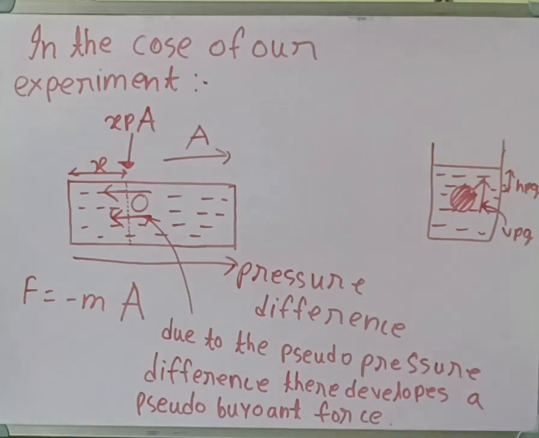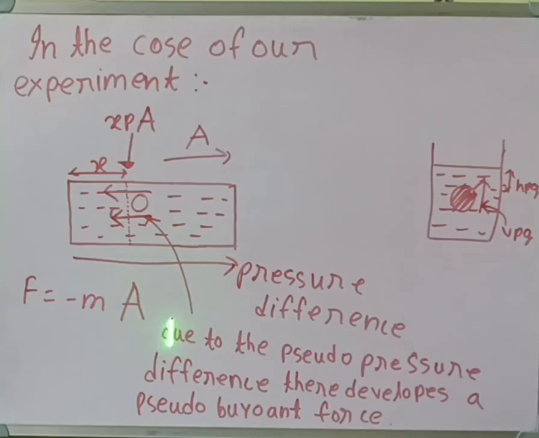Now similar to the first case, where due to the pressure difference there developed an upward force called the buoyant force, and it was upward because it was in the opposite direction of the gravitational acceleration, similarly in our case, due to the pseudo pressure difference, there develops a pseudo buoyant force on this bubble that pushes this bubble forward, I mean, in the direction of the acceleration of the bottle. Now, why is it in this direction? Why is it not up?